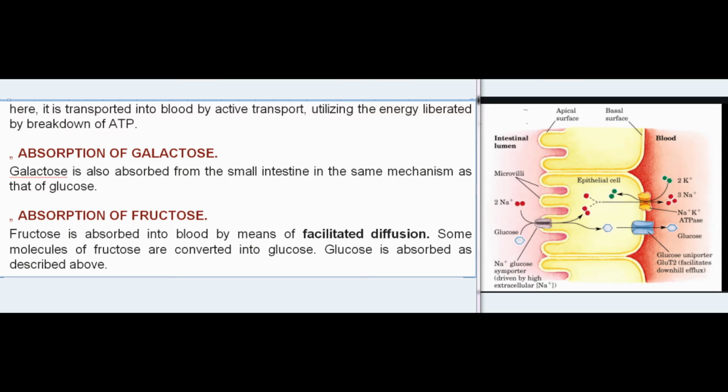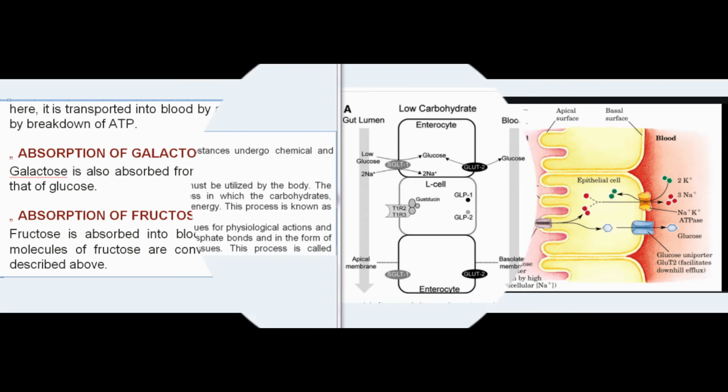Absorption of galactose. Galactose is also absorbed from the small intestine in the same mechanism as that of glucose. Absorption of fructose. Fructose is absorbed into blood by means of facilitated diffusion. Some molecules of fructose are converted into glucose. Glucose is absorbed as described above.